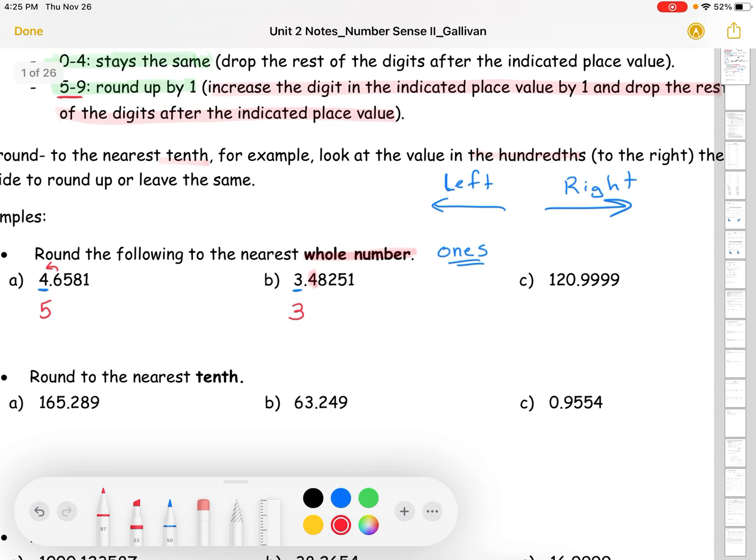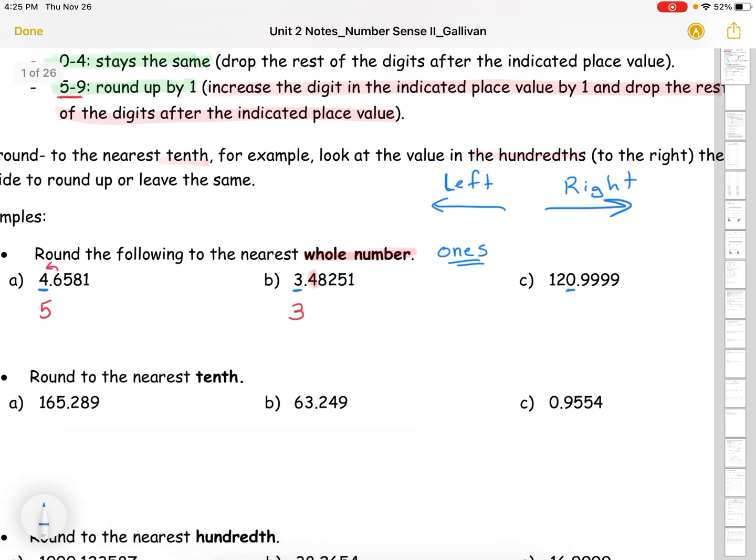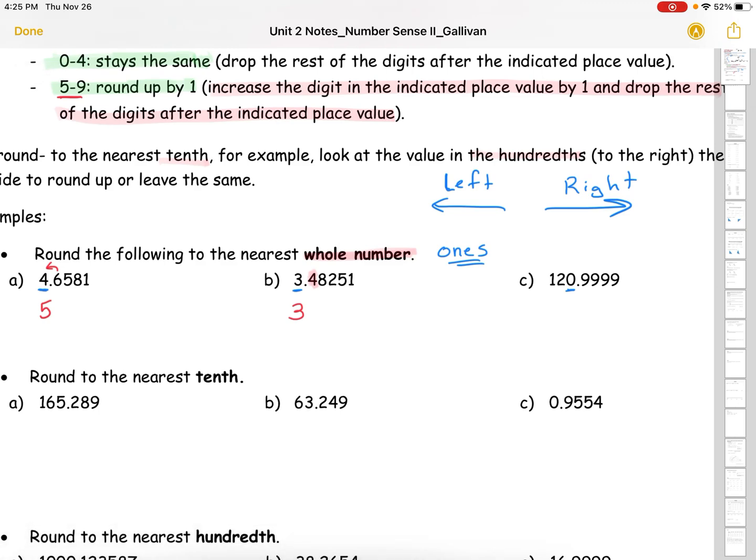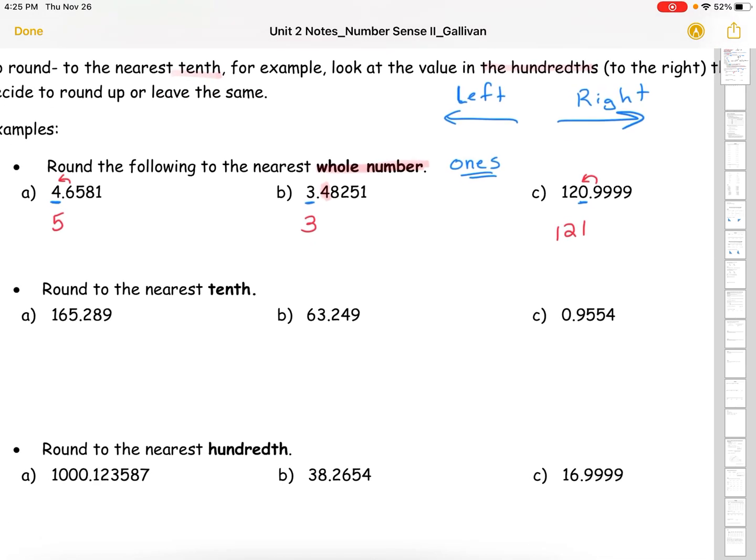Here, we're going to underline our ones column. It's a 0, but we're going to look at the number to the right. The number to the right is a 9, so it's going to round up our number here, so it would be 121. Now, we don't put a decimal and other zeros because that would defeat the purpose of rounding to the ones. That would be saying something very different.